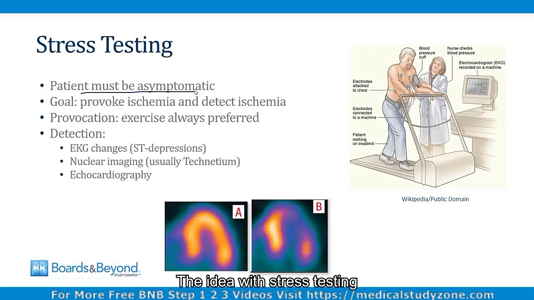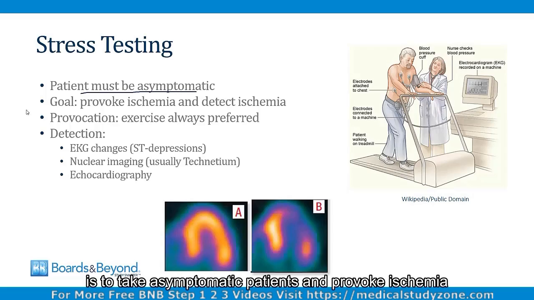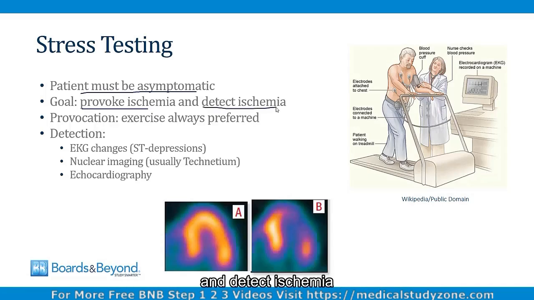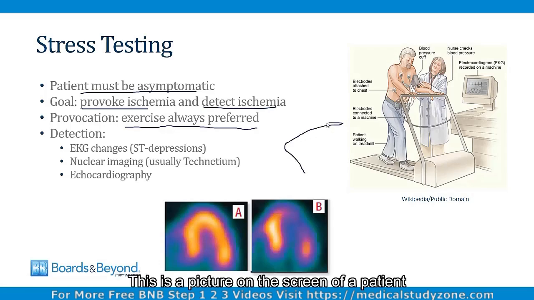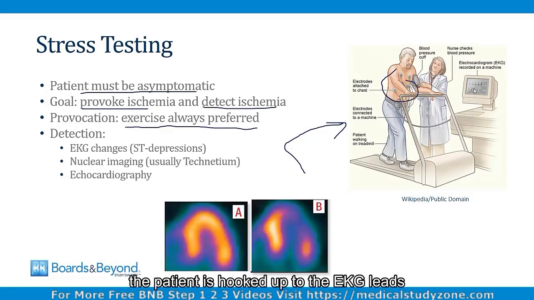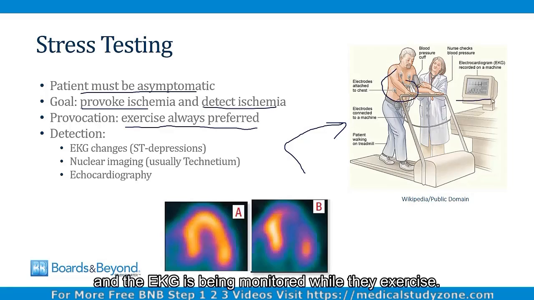The idea with stress testing is to take asymptomatic patients and provoke ischemia and detect ischemia to make the diagnosis of coronary disease. The way we provoke ischemia is almost always through exercise. This is the preferred method, although for patients who are unable to exercise, there are alternatives, which I'll talk about in the next slide. This is a picture on the screen of a patient having an exercise treadmill test. The patient is hooked up to the EKG leads, and the EKG is being monitored while they exercise.